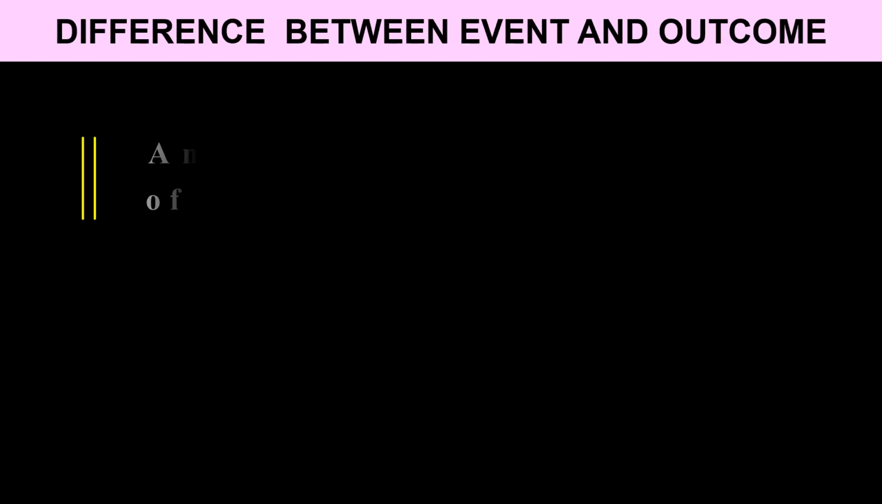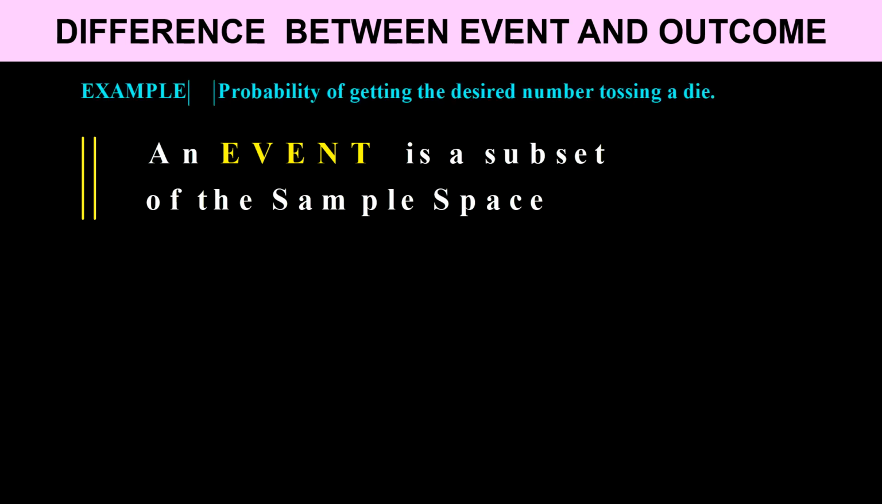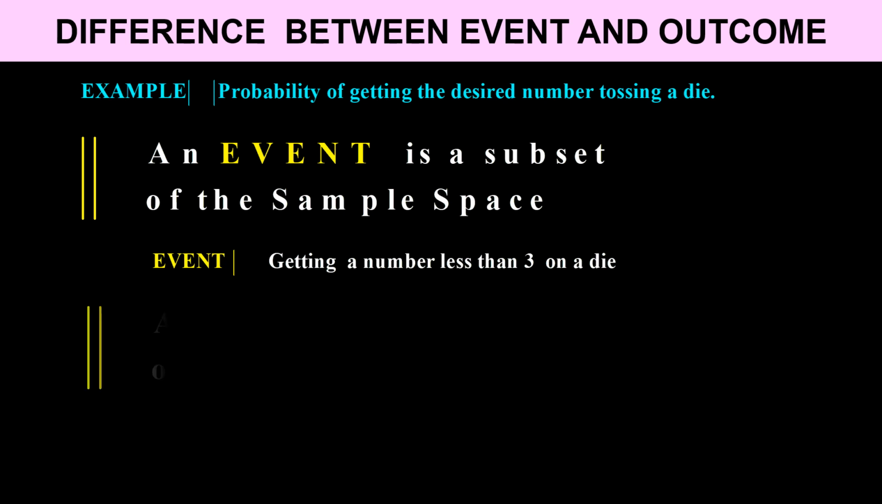It's important that we understand the difference between the concepts of event and outcome. An event is a subset of the sample space, right? For example, if we take the probability of getting a desired number, the event there would be getting a number, for example, less than 3, right? So the event would be getting a number less than 3.